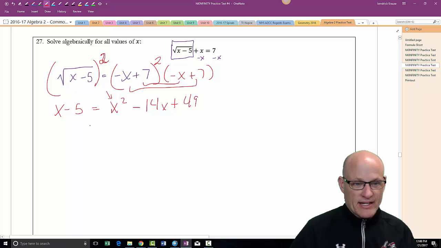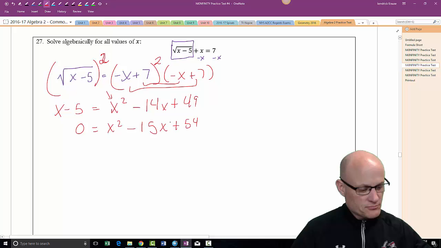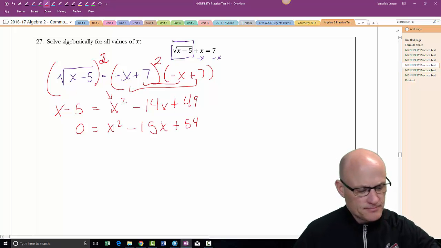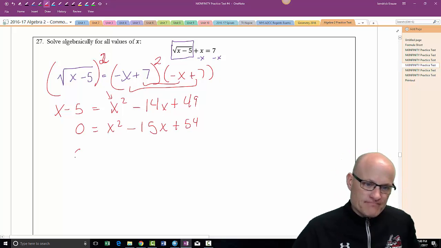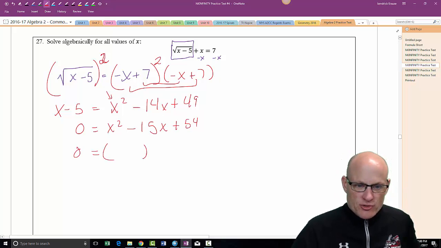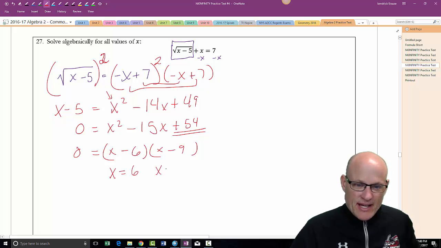Since this is positive, we'll bring everything to that side. I get 0 is equal to x squared minus 15x plus 54. Let's see what we got here. Factoring's pretty easy. Minus 6, minus 9. So I get my two answers of x equals 6 and x equals 9.